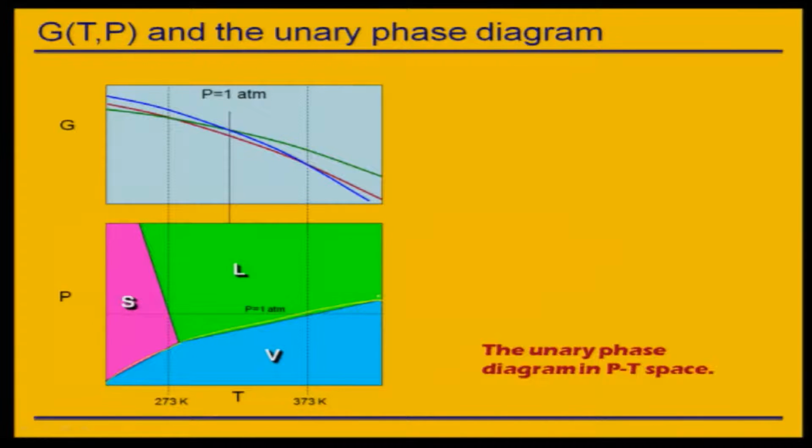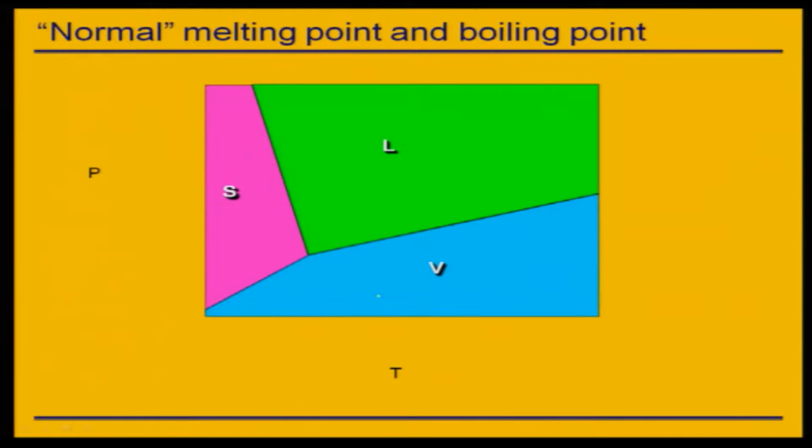This is called unary phase diagram in PT space. Therefore, unary phase diagrams will be in pressure-temperature fields or space. Okay, now let us go into detail of this diagram. This is another such diagram, again for a water system, water-like system.